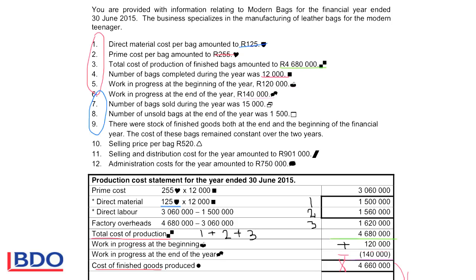So what's very important here in number 9 is that they say we have finished goods both at the end and at the beginning of the year. They give us the number of unsold bags at the end of the year as 1,500. They don't give us the number at the beginning of the year. So the first calculation that we'll have to do is to calculate how many bags we produce during the current year.